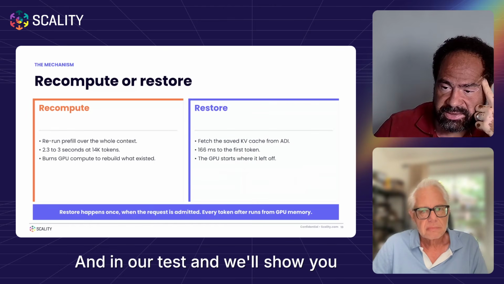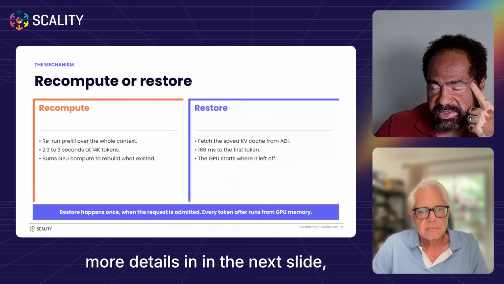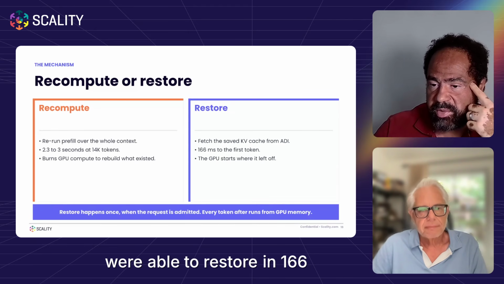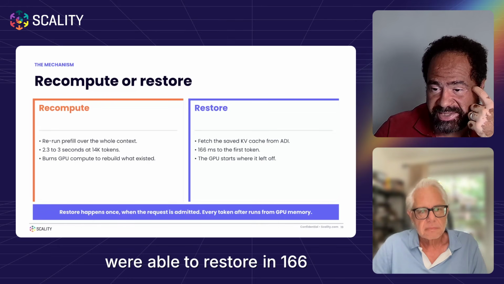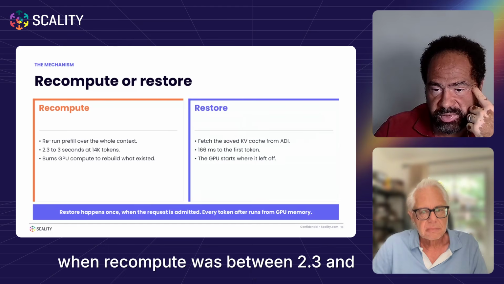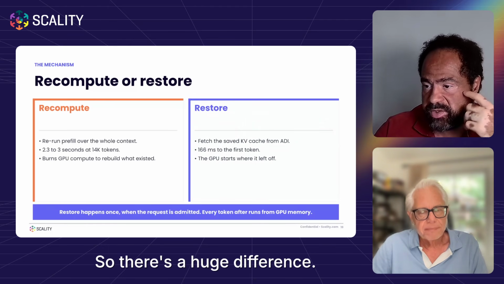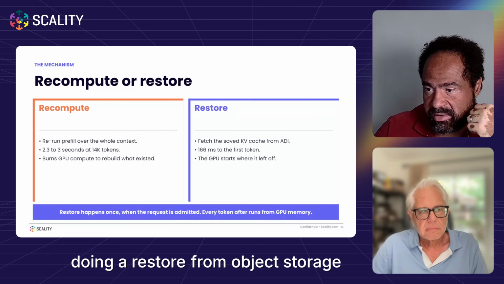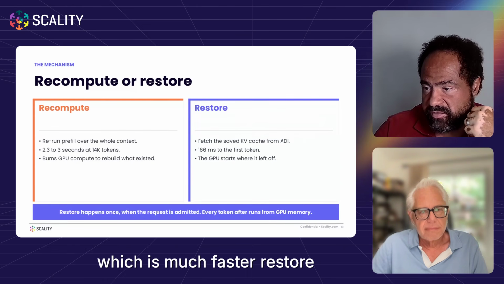And in our test, and we're showing more details in the next slide, on a 14K window, so prompt size, we were able to restore in 166 milliseconds when recompute was between 2.3 and 3 seconds. So there's a huge difference. So that means there's a benefit to doing a restore from object storage, which is much faster.